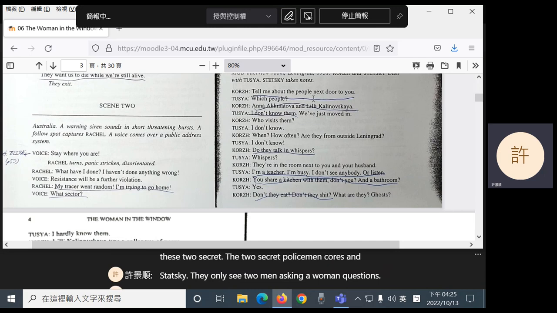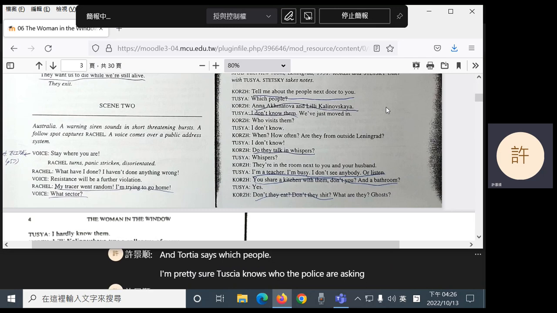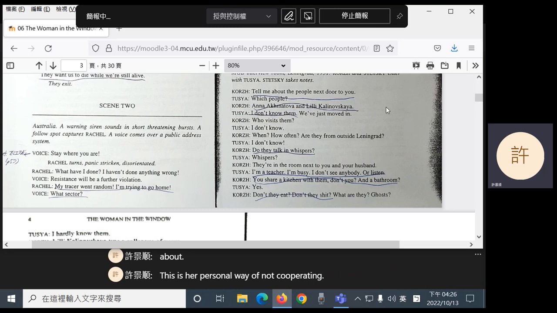So, look at these questions. Tell me about the people next door to you. And Tosya says, which people? I'm pretty sure Tosya knows who the police are asking about. This is her personal way of not cooperating, of showing that she does not entirely agree with the secret police. Even though at the end she still has to answer the questions, she doesn't have to answer them eagerly or enthusiastically.